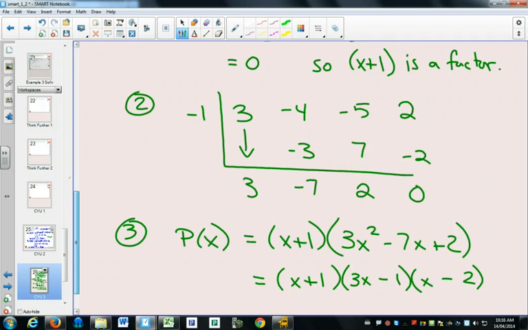So the questions you can do for this one are 5, 11, 9, and 10b.